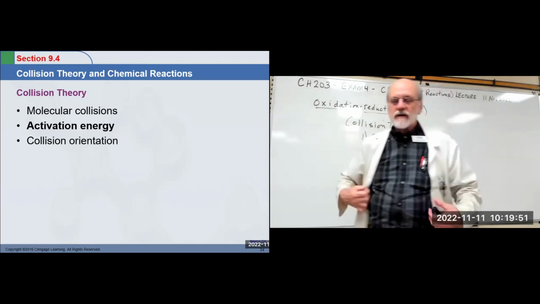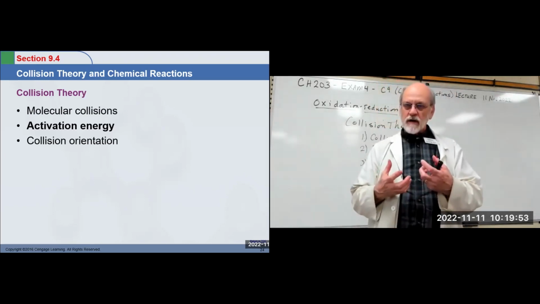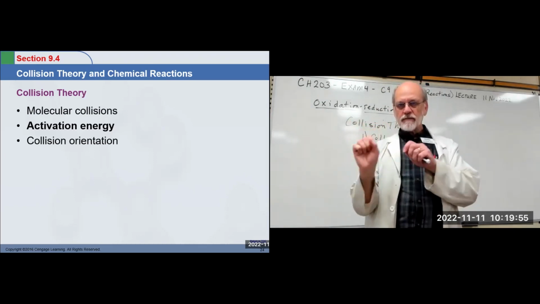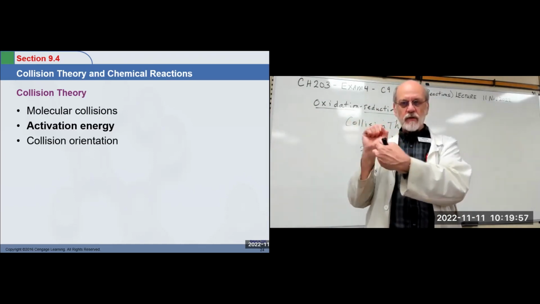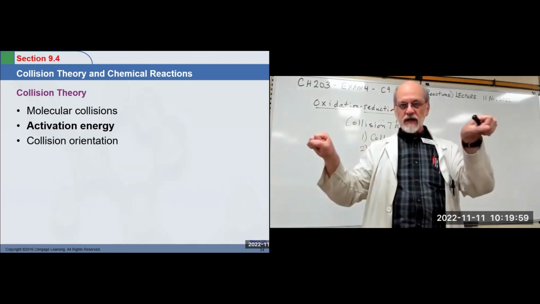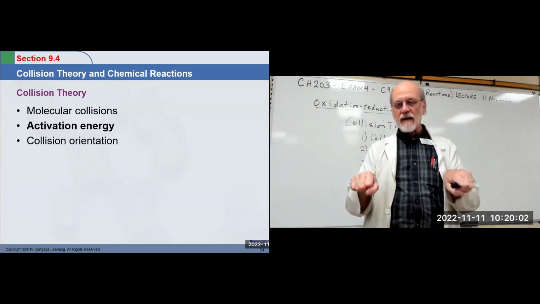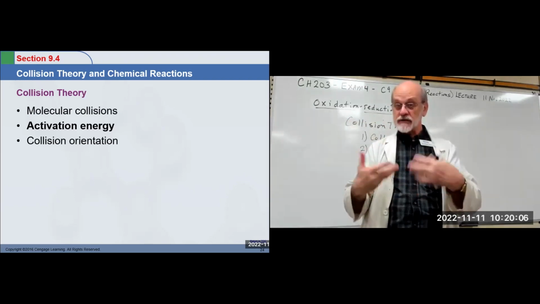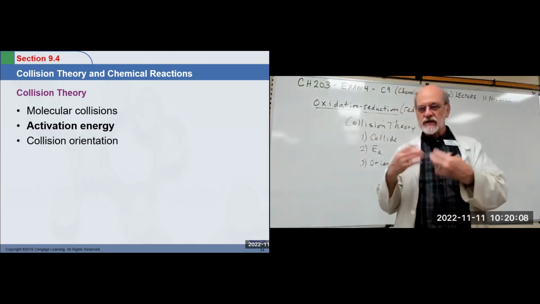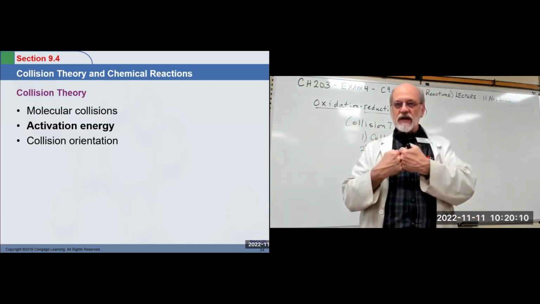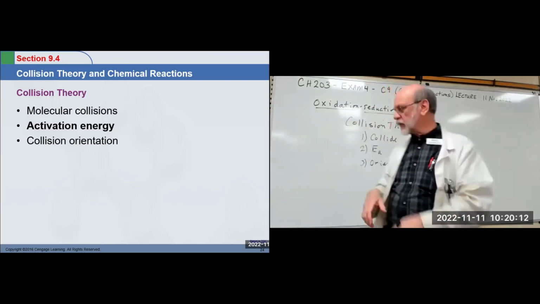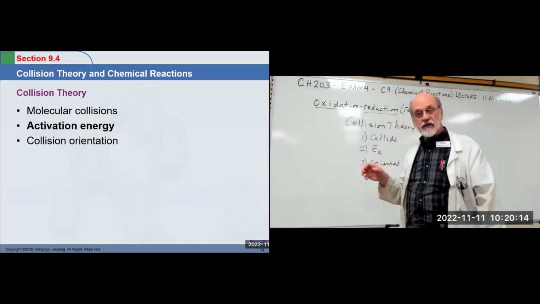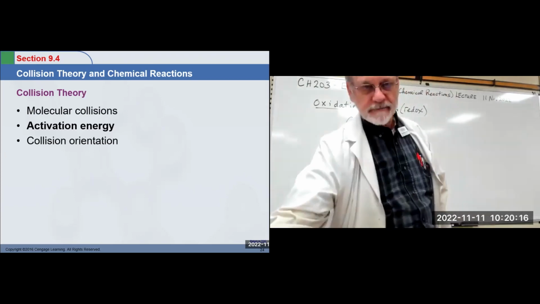If the bonds that are going to form from this side of the molecule on that one and this side on that one, and they come together like this, nothing's going to happen. They have to orient properly in order for the proper bonds to form. You have to break some bonds and you have to form the bonds. So the orientation is critical. Those three things are required in the collision theory for a reaction to occur.